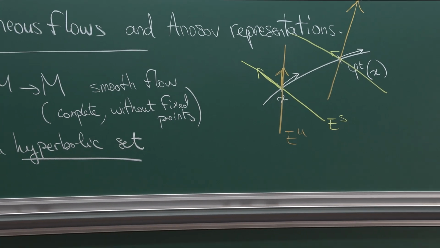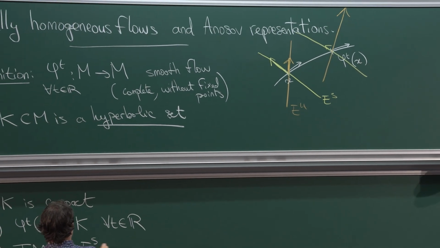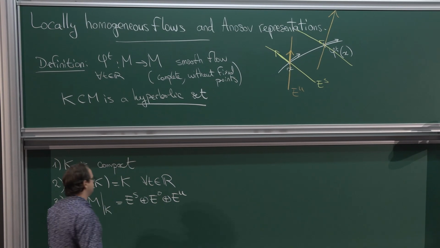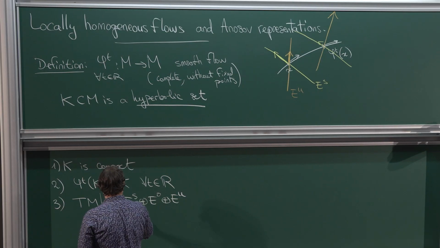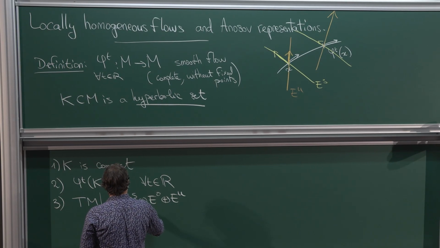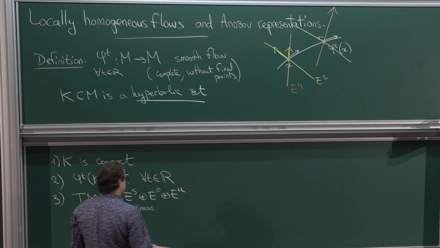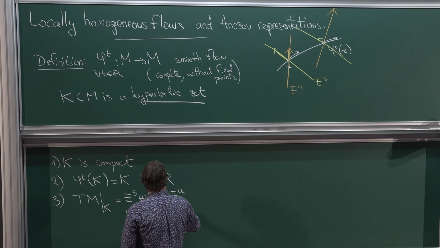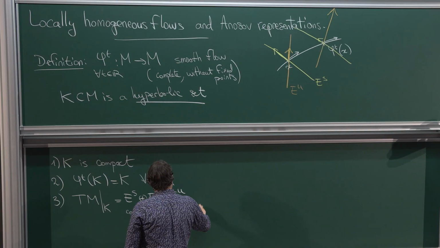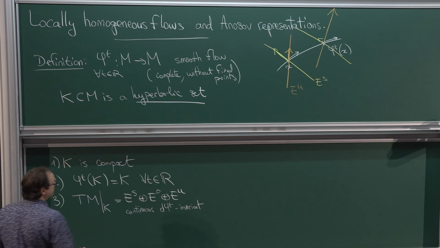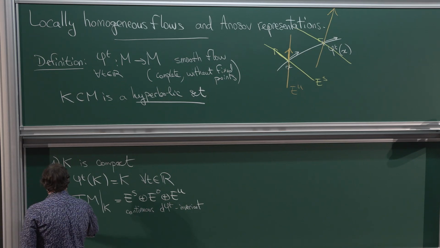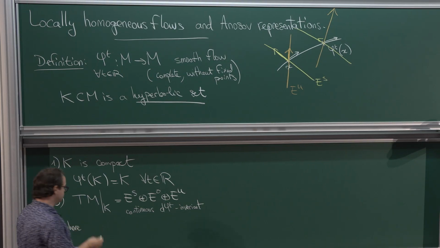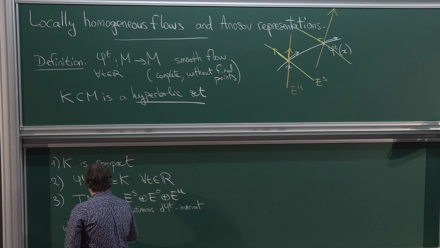So the restriction of the tangent bundle to K splits as a direct sum, ES, E0, EU. And these are, well, you can always put in the definition that there are continuous vector subbundles that are invariant under the differential of the flow. And E0 will just be the direction of the flow, which is why we're asking to not have fixed points, so it's always one-dimensional. So E0 at a point x will just be the direction of the flow.